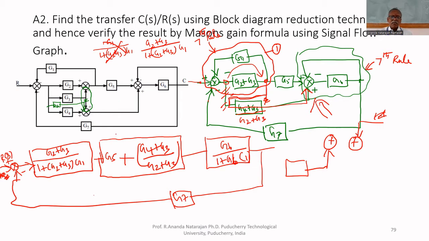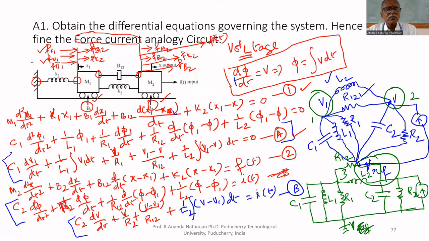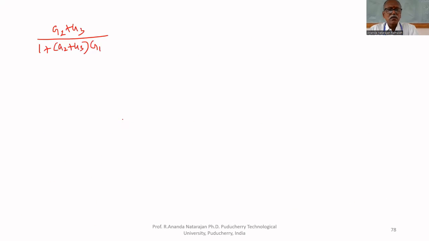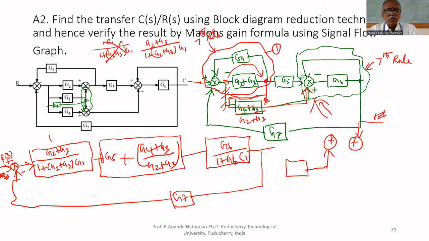Now we have to multiply all the forward paths. What is the first block? What do we have? G2 plus G3 upon 1 plus G2 plus G3 multiplied by G1. This is the first block. We have to multiply with that. Oh, I wrote it in the previous slide. Okay, no problem.